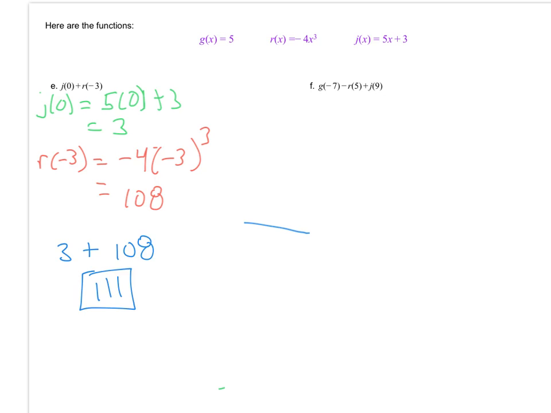Now in letter F, I have three things that I'm going to do. I'm going to take g of negative 7, subtract r of 5, and add j of 9. I would like you to try to do that one on your own. So press the pause button and try it, and then unpause it when you're ready to check your work.